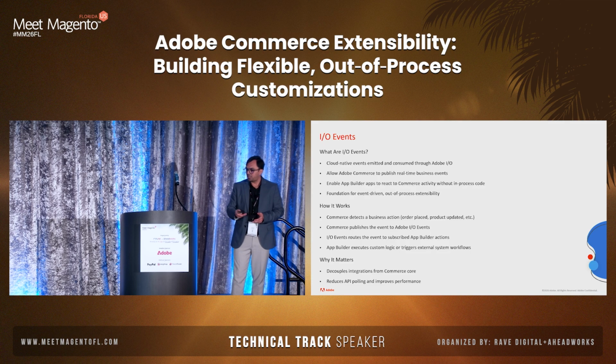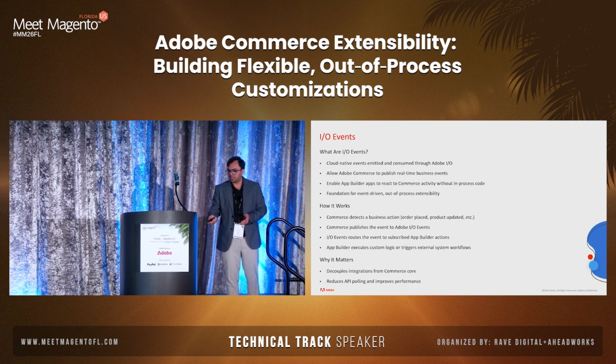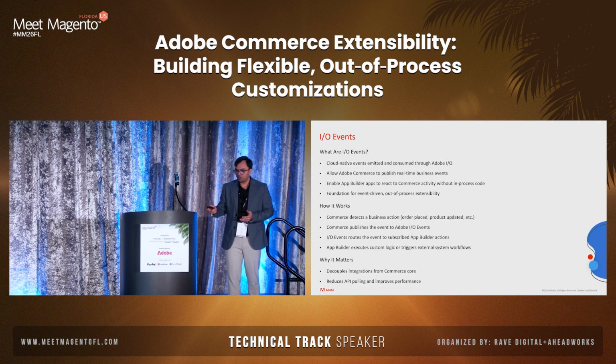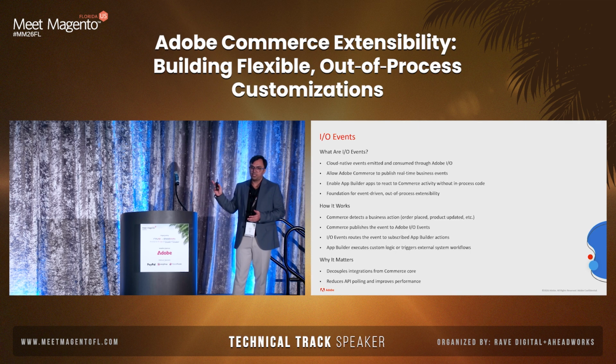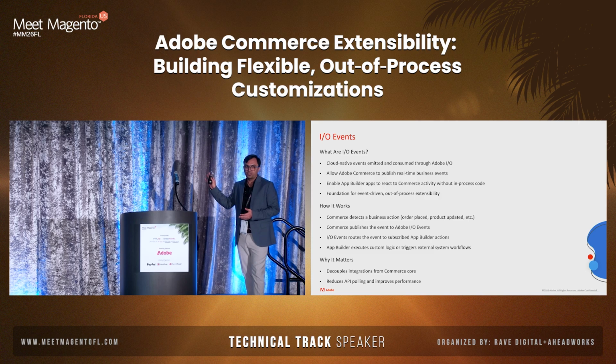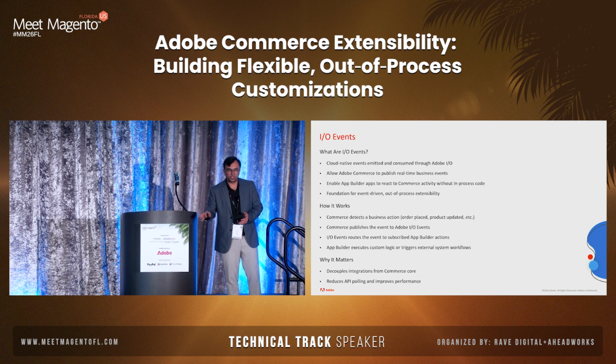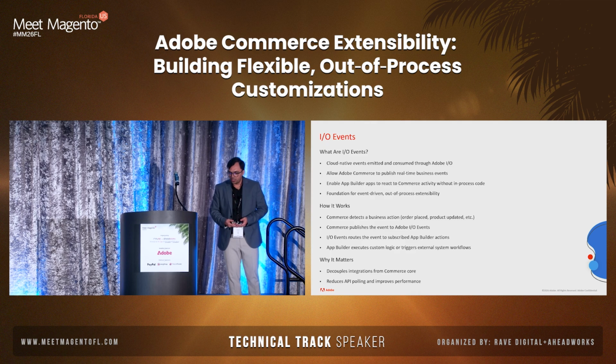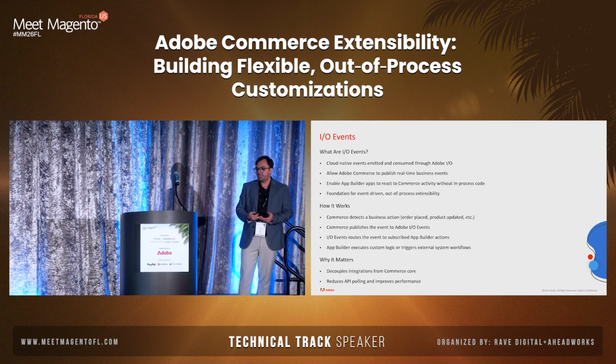How does it work? Again, Commerce detects a business action, and then Commerce publishes an event in the I/O, which is cloud native. And then I/O routes these events to the subscribed App Builder action. Now, there are multiple options for the subscription. You can do webhooks. You can do an App Builder action. So if you have an endpoint that you want to post that data to outside your runtime action, you can do that as well with I/O events. Why does it matter? As I said, it's a decoupled integration in the Commerce core.